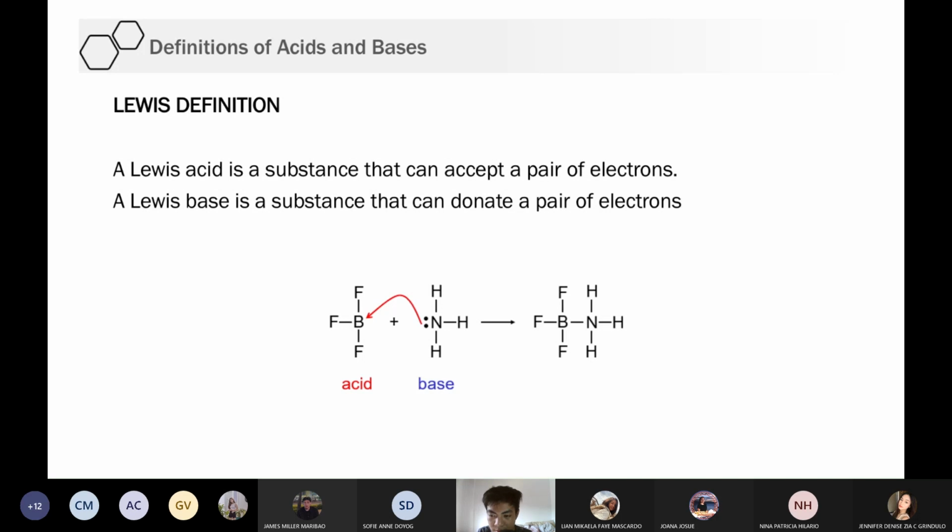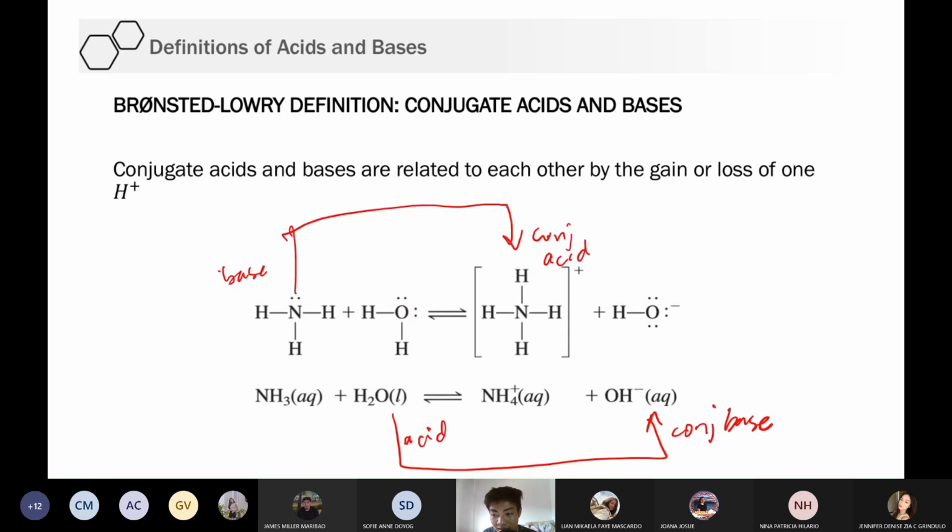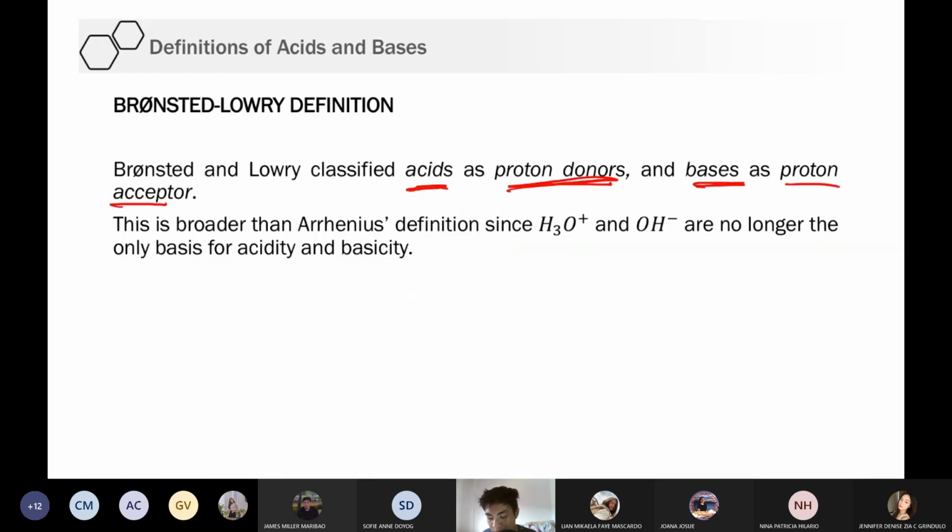Ngayon, let's focus sa water. Tingin tayo sa water. Water undergoes self-ionization called autoprotolysis. That means water can act both as an acid and as a base. Tignan niyo yung mga examples natin kanina. Look, yung role ni water, iba-iba.